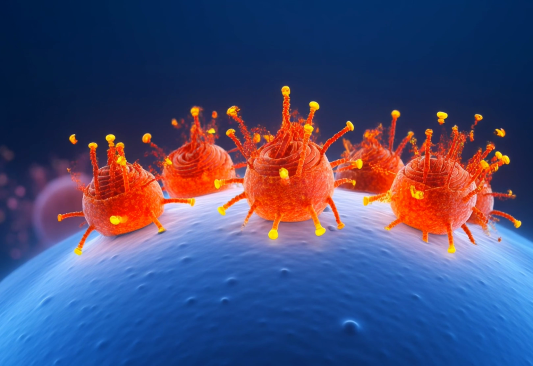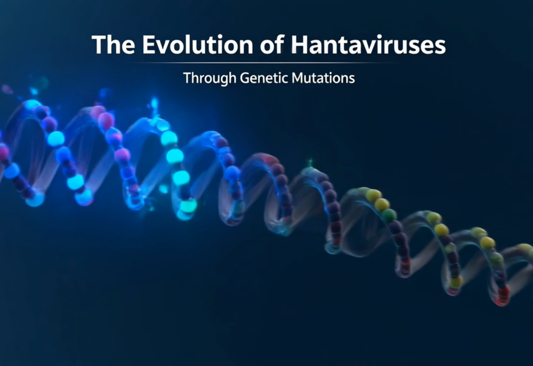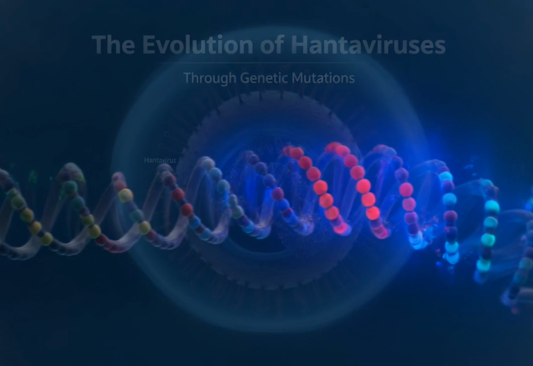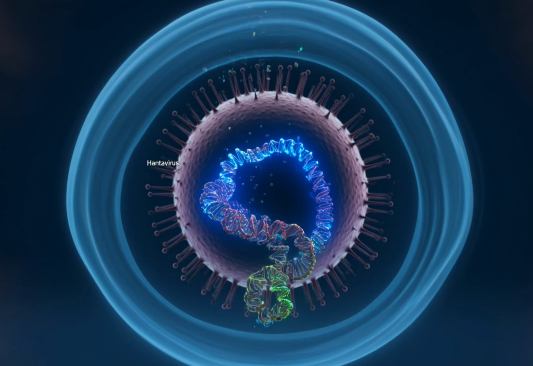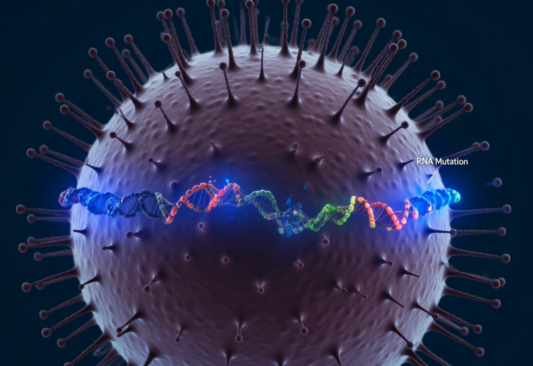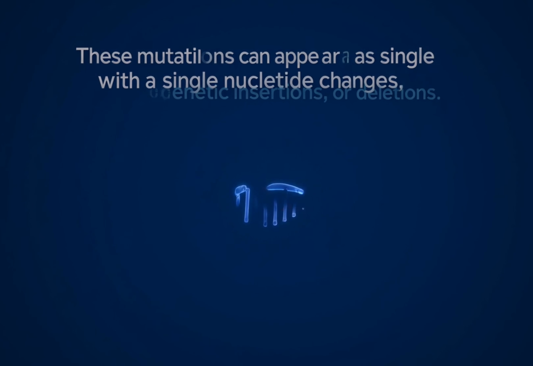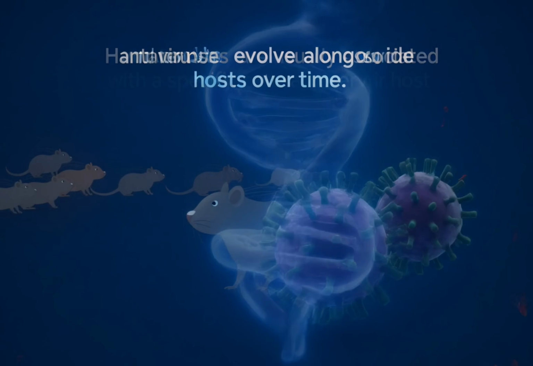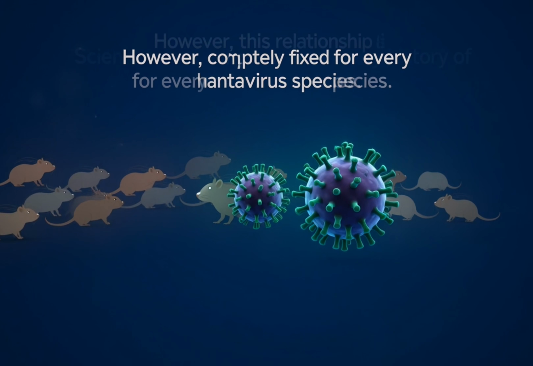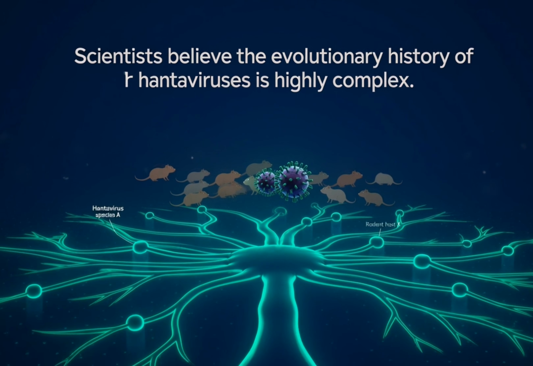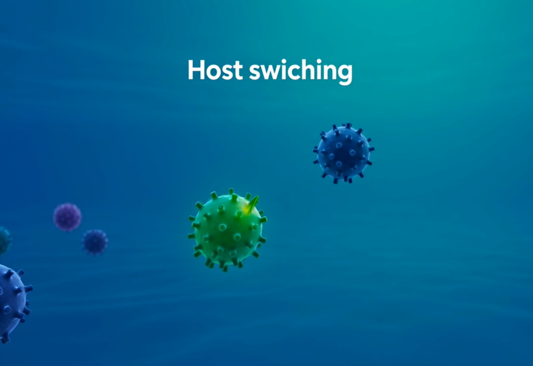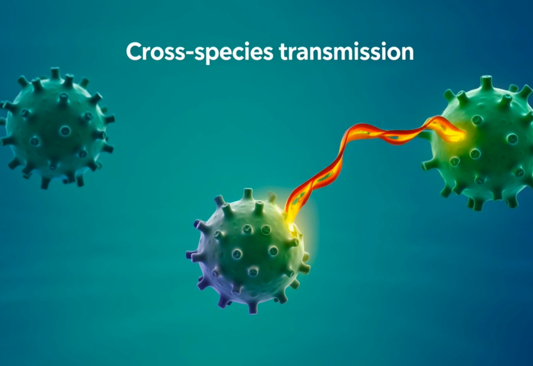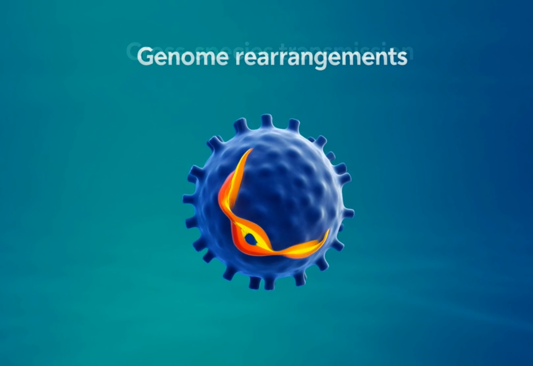Evolution. The evolution of hantaviruses mainly occurs through genetic mutations. These mutations can appear as single nucleotide changes, genetic insertions, or deletions. Hantaviruses are usually associated with a specific natural reservoir host and tend to evolve alongside their hosts over time. However, this relationship is not completely fixed for every hantavirus species.